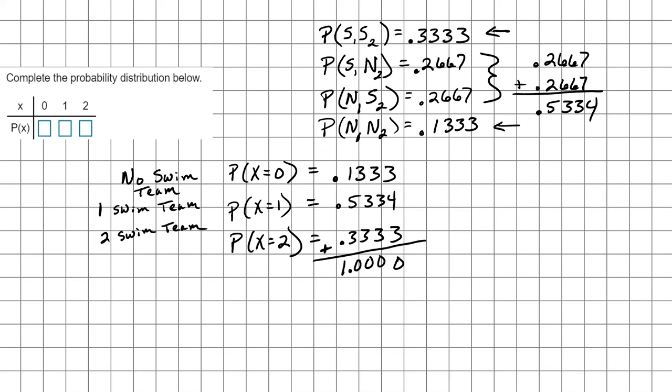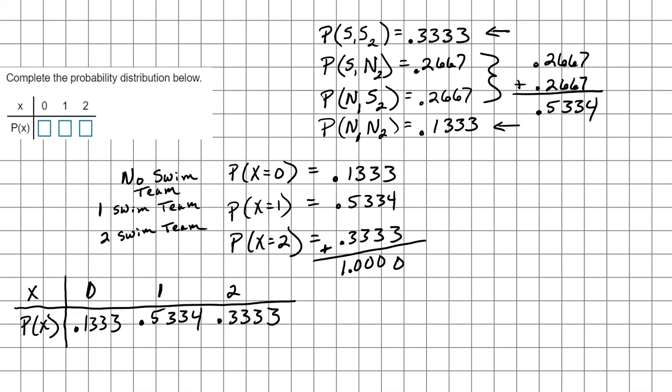So to complete the table so that it looks exactly like what you need to fill in, we'll have x and p of x. And in the first column, our x will be equal to 1. And that p of x is, not 1, 0. And that's going to be 0.1333. Then we're going to have p of x is equal to 1, and that's 0.5334. And then p of x equals 2, and that's going to be 0.3333. And so now we have our probability distribution table.